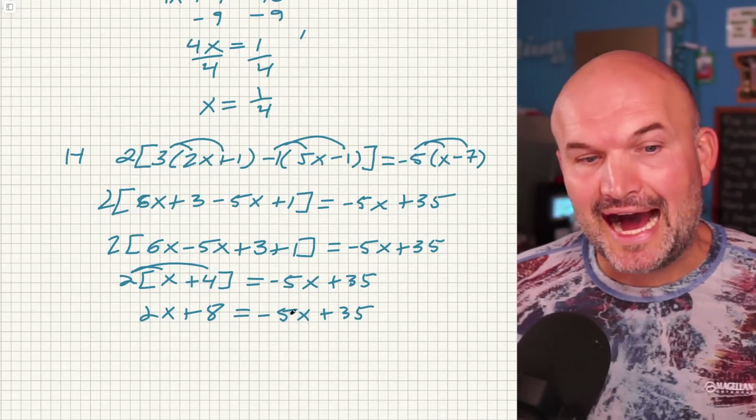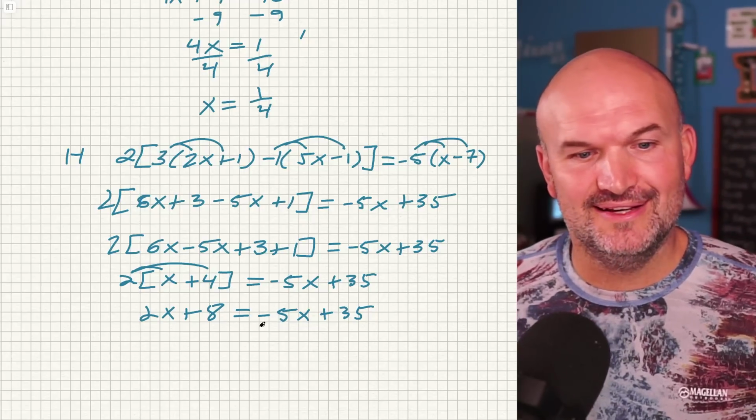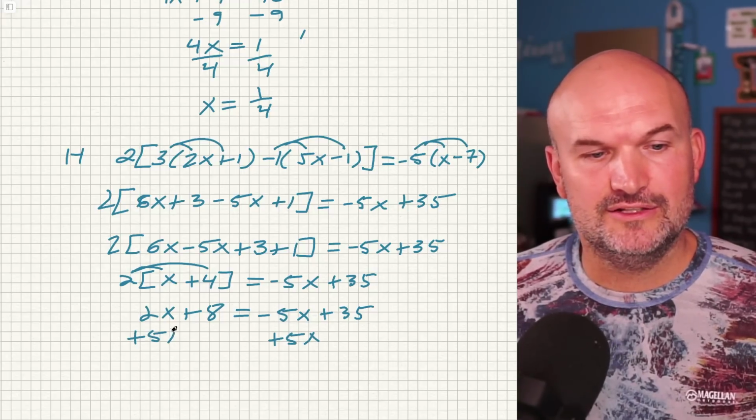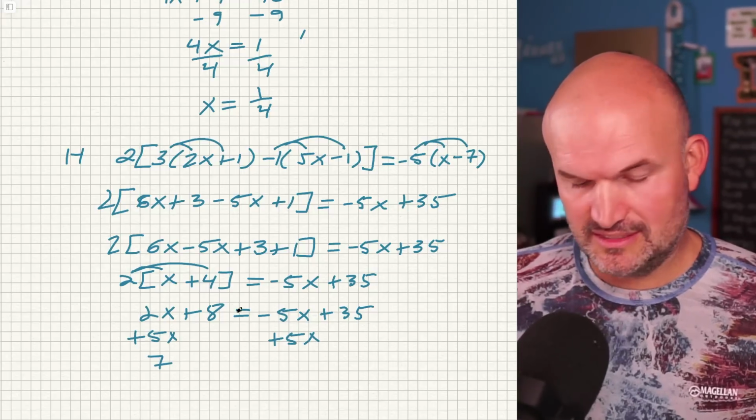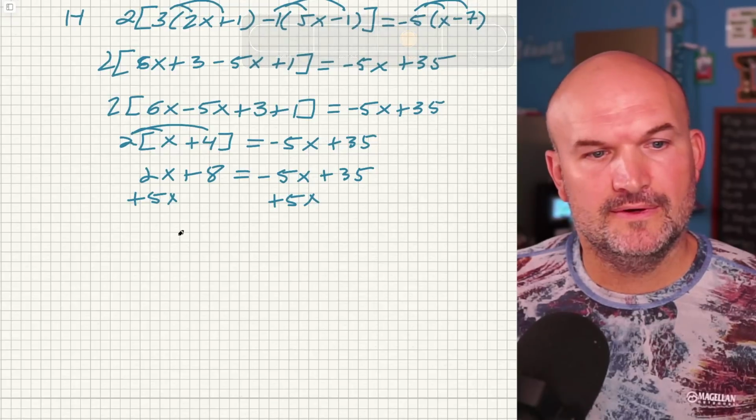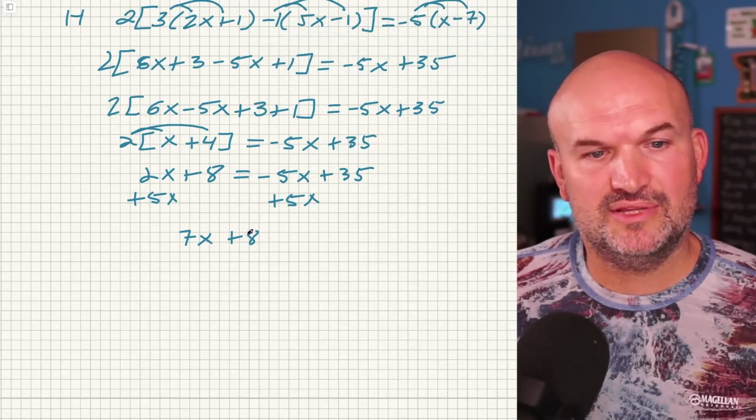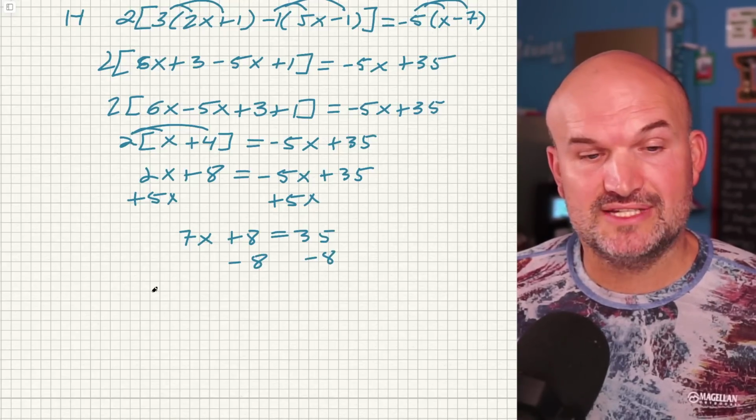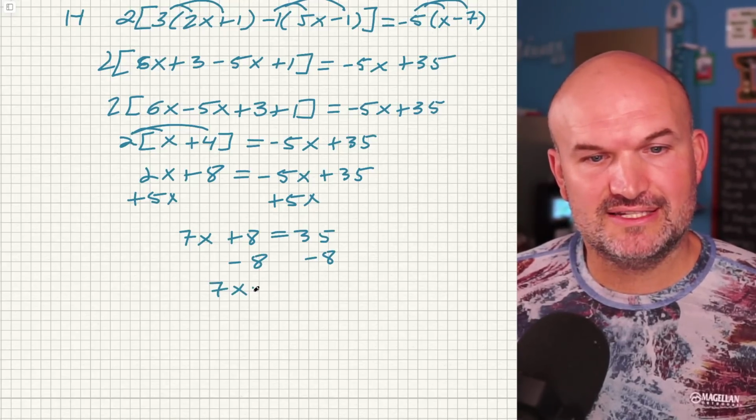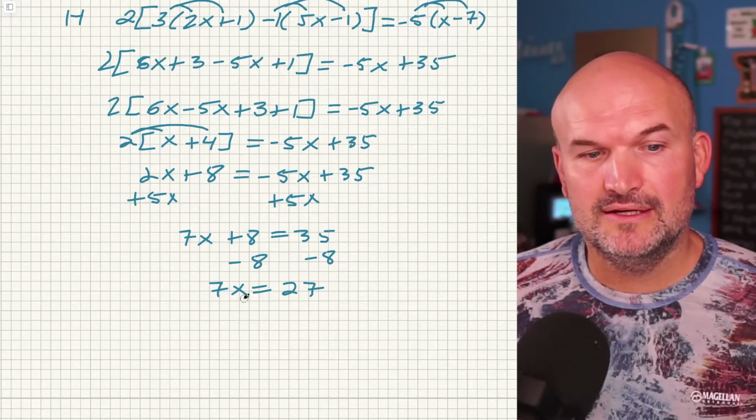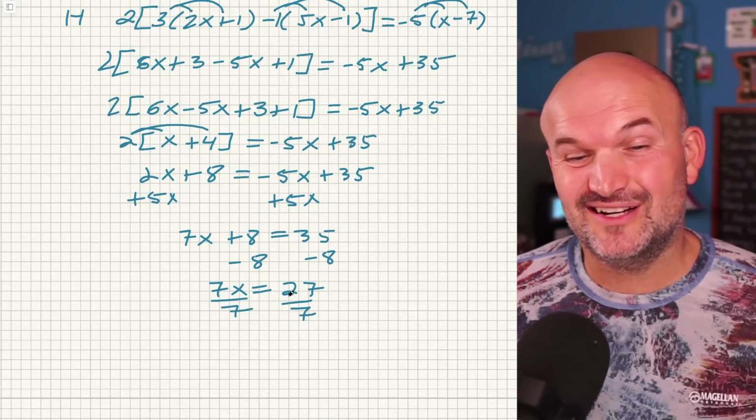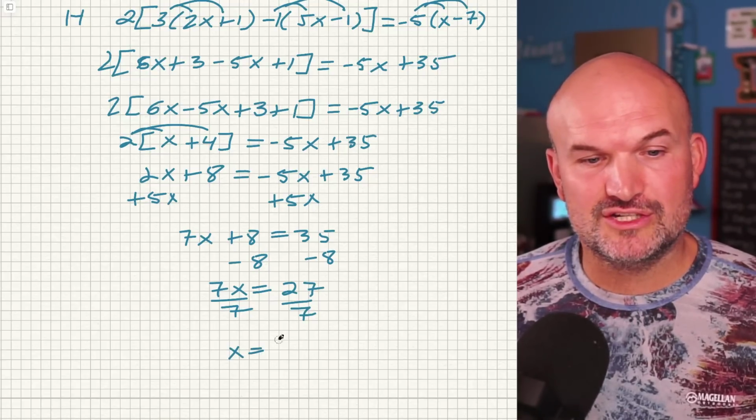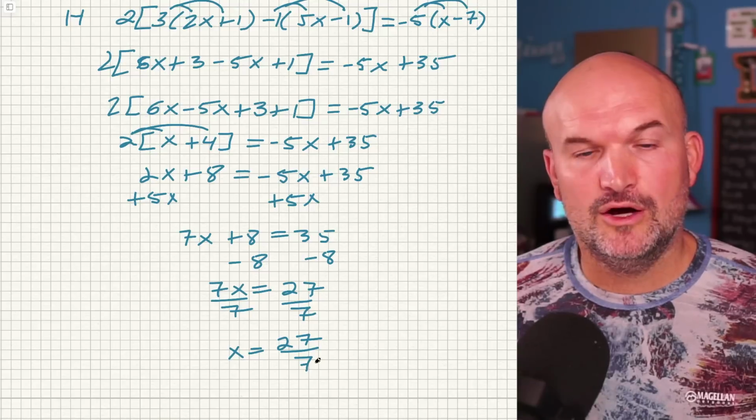Now again, ladies and gentlemen, I do not want to be dealing with this negative over here. So I'm going to add a 5x to both sides. That's going to give me a 7x plus 8 is equal to a 35. Now go ahead and subtract an 8 on both sides. That is going to give me a 7x is equal to a 27. Divide by 7, divide by 7. And again, unfortunately, 27 is not evenly divisible by 7. So x is just going to be this final answer of 27/7.